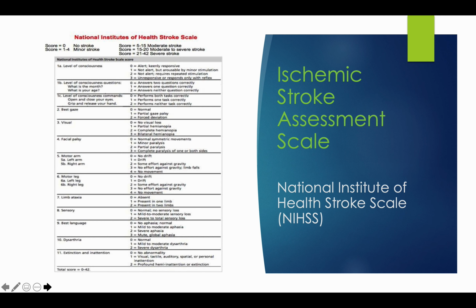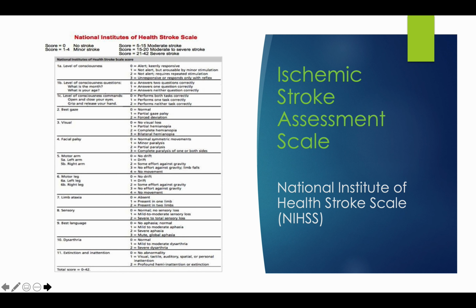The level of consciousness following commands: if they open their eyes and close their eyes, if they grip and release their hand. If they're able to perform both tasks correctly, they receive a 0. If they perform one task correctly, they receive a 1. If they perform neither task correctly, they receive a 2. You're assessing the patient's best gaze. If it's normal gaze, this is 0. If they have partial gaze palsy, they would receive a 1. If they have a forced deviation, they would receive a 2.